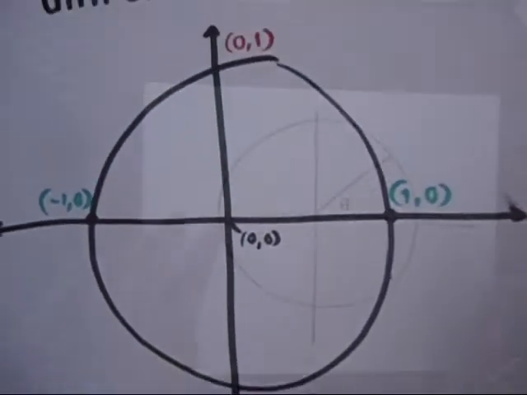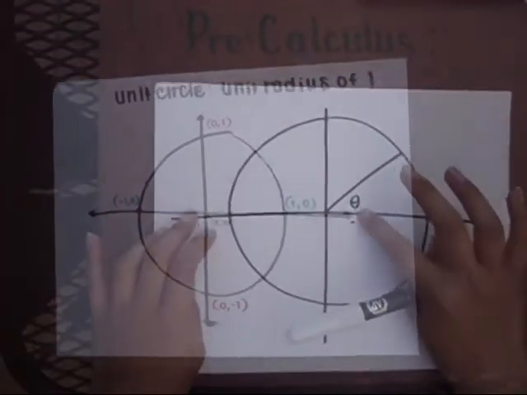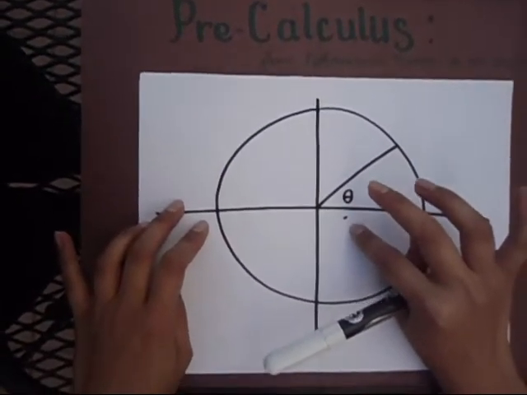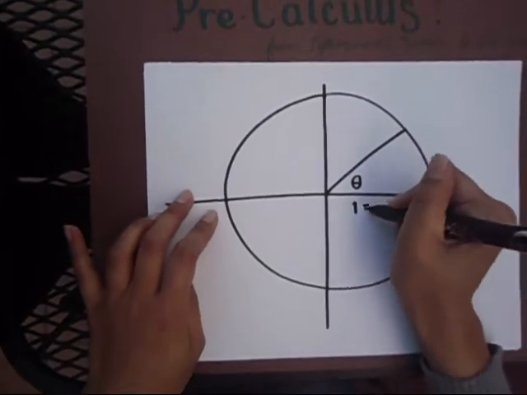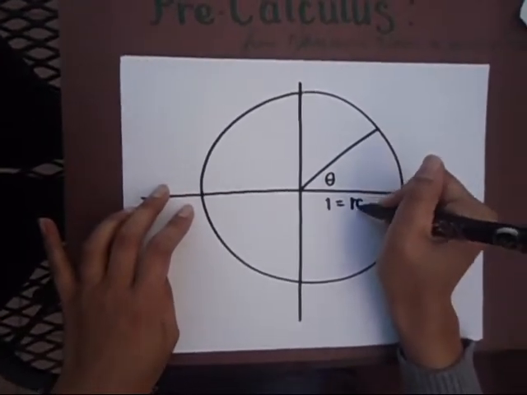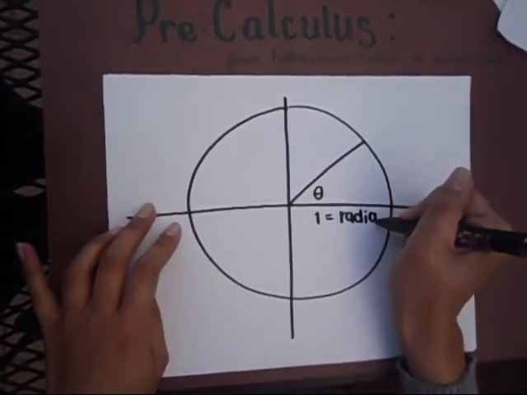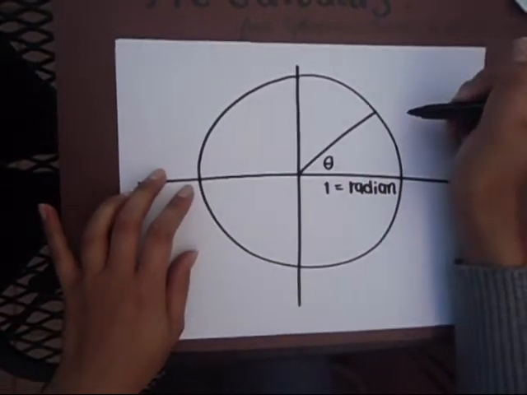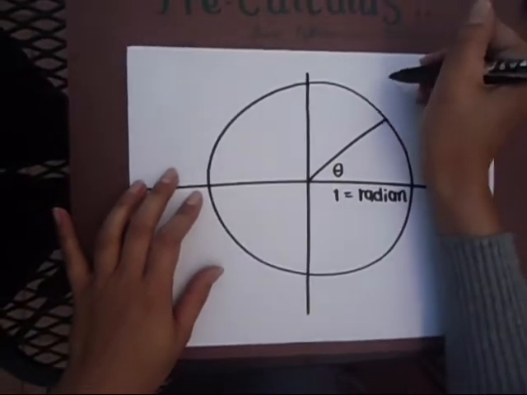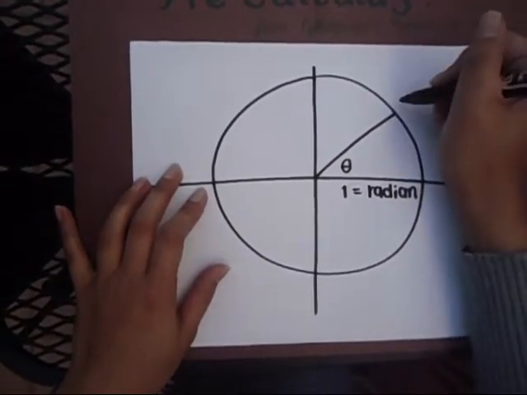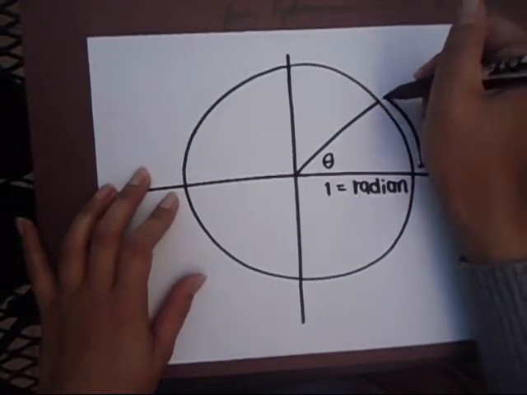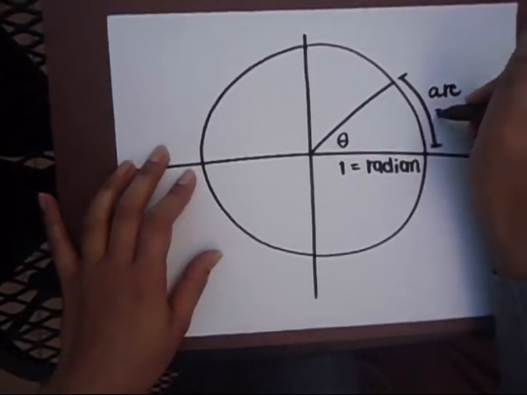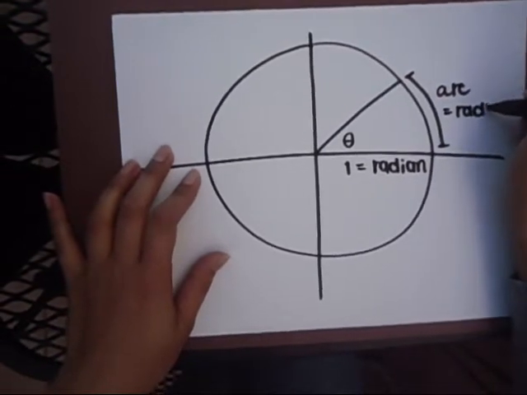Okay. So in the unit circle, we have theta over here. And if theta equals 1 radian, then the arc, which is this, is going to be the radius.